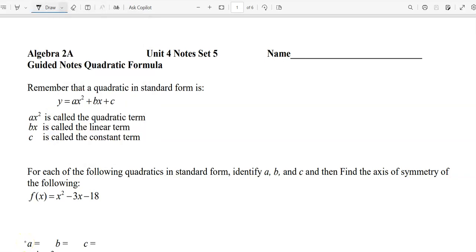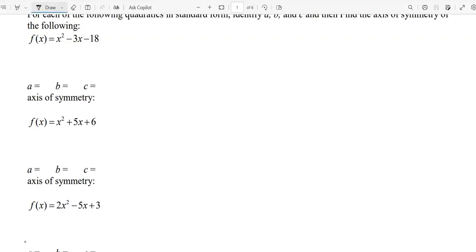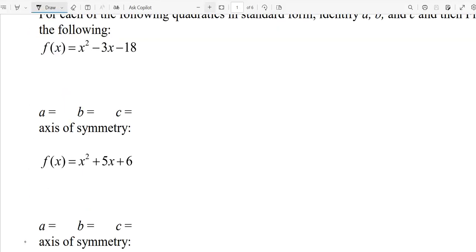Alright, so you guys did the front page together. For the first one, what is A? What's the number in front of x squared? 1. What's B? -3. What's C? -18. And what was your axis of symmetry for the first one? -3/2. Did anybody get anything different?